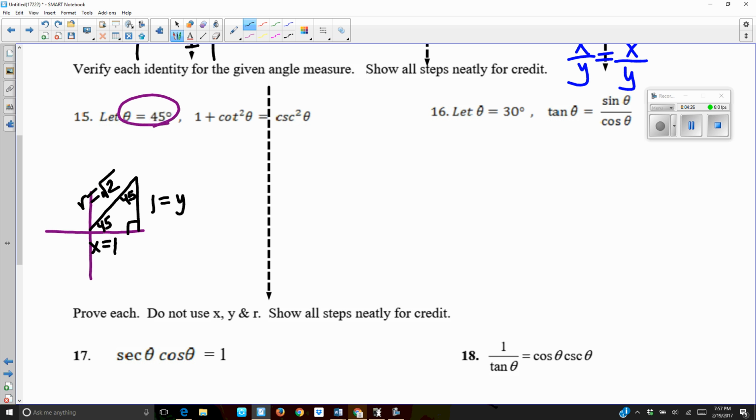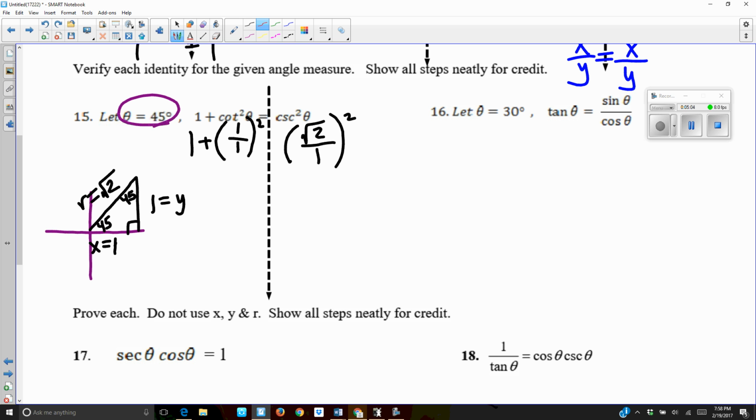So that means 1 plus cotangent squared, of course, is x squared over y squared. So in this case, it's just going to be 1 over 1. I'm just going to put the squared on the outside of the parenthesis. Cosecant squared is, of course, r squared over y squared. So in this case, it's going to be the square root of 2 divided by 1. And again, all of that gets squared.